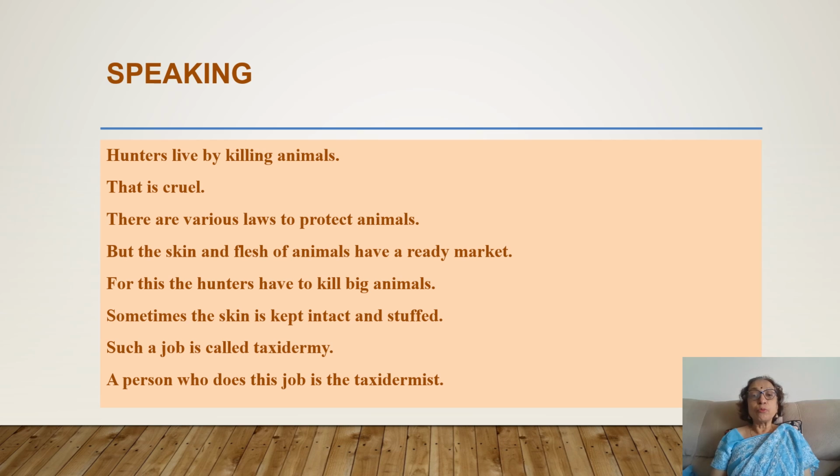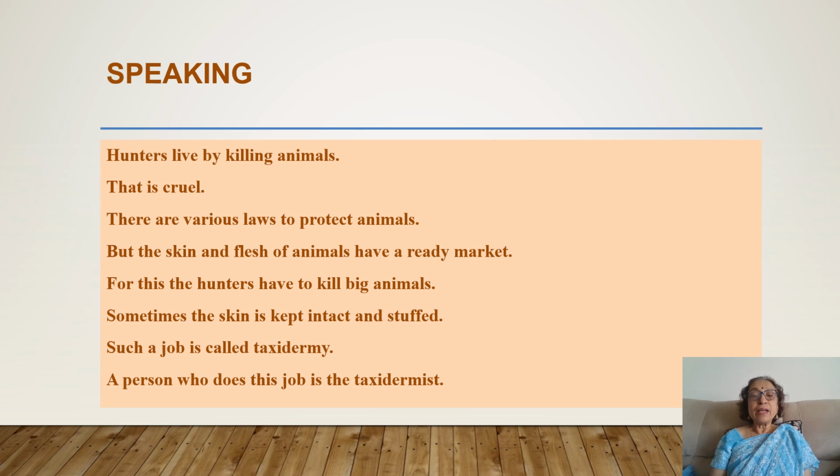This has no pronoun. This doesn't begin with a pronoun. This doesn't refer to another sentence like these, those, etc. So they or it or he, that is cruel. Now, killing animals is cruel. There are various laws to protect animals. Many laws are there, that is, protection of animals. It is forest conservation or animal conservation.